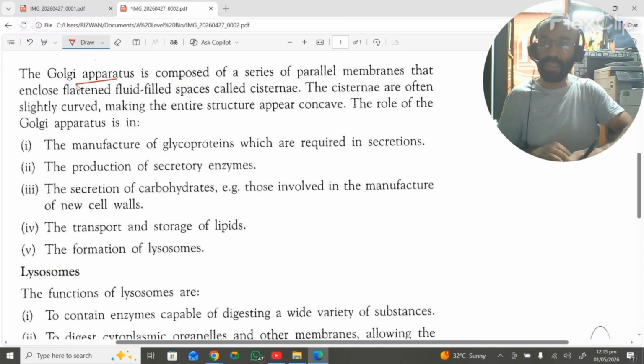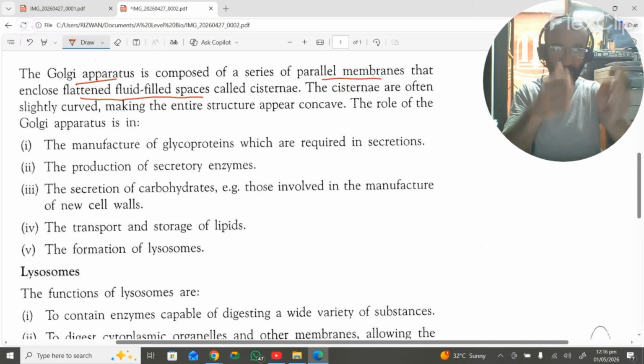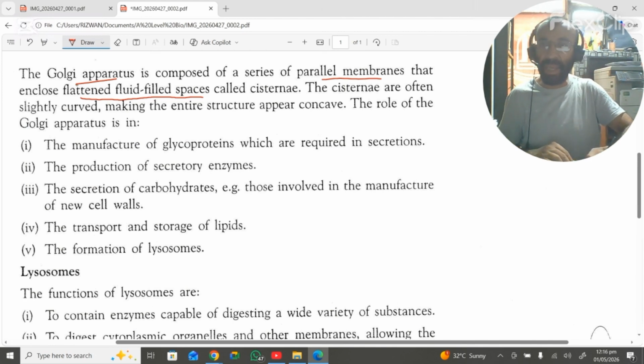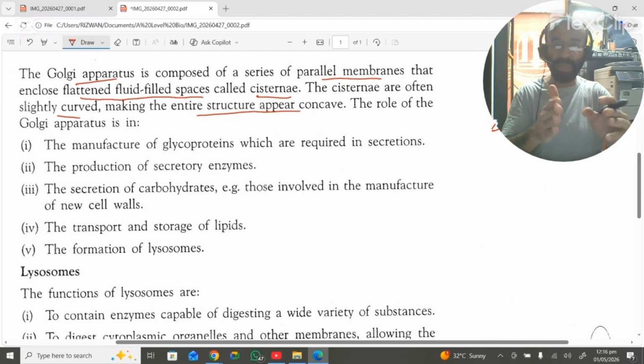The Golgi apparatus is composed of a series of parallel membranes. The membranes are placed like this, parallel, enclosing flattened fluid-filled spaces. These spaces between the parallel membranes are called cisternae. The cisternae are often slightly curved, making the entire structure appear concave. A concave figure is one in which at least one of the internal angles is more than 180 degrees. So almost these kinds of figures they make.